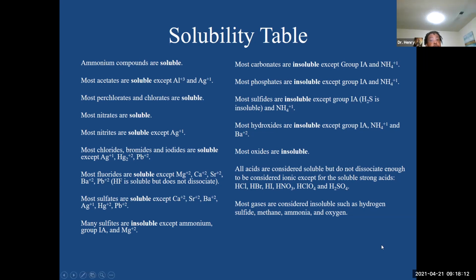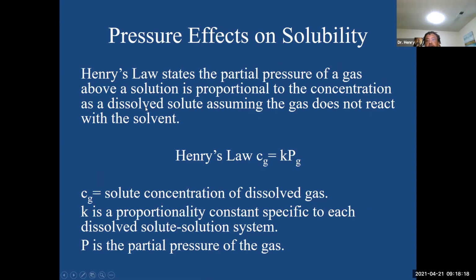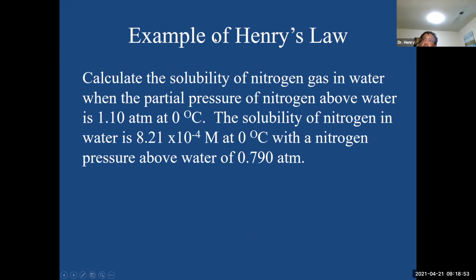So the way that we calculate solubility of gases, we use Henry's law. Henry's law is just C = kP, where C represents the concentration of the gas that's being dissolved, and k is a constant that is specific to that solute-solvent system. And P is the partial pressure or the vapor pressure. Okay. So how do we use Henry's law?